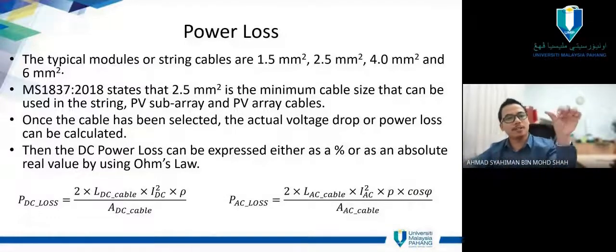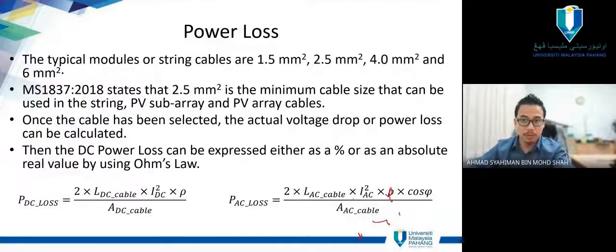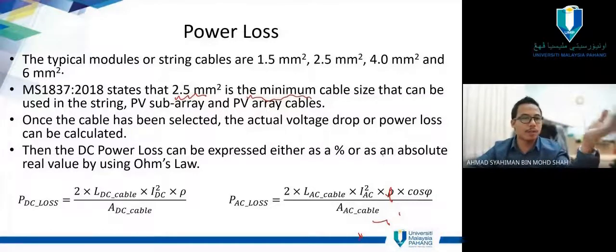Just now we have finished about the cable size. Lepas tu cable size, lepas tu voltage drop. But now power loss. Okay, power loss. Typical modules or string cables are 1.5 to blah blah blah. And then kita tahu semua hilang, 2.5 m² minimum cable size that can be used in the string. Once the cable has been selected, actual voltage drop power loss can be calculated.